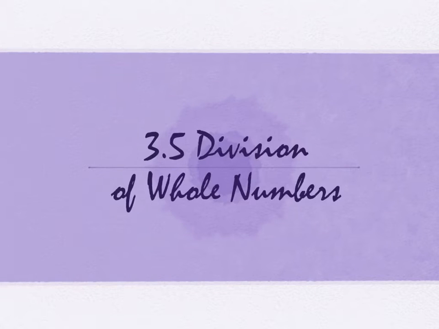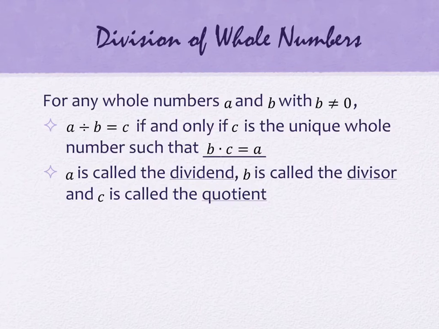Today we're going to start section 3.5. In 3.2 we started with addition, and then subtraction is 3.3. Multiplication was in 3.4, and now we're looking at division of whole numbers. So just like we started all three of the other four sections, we're going to start with the definition for division.